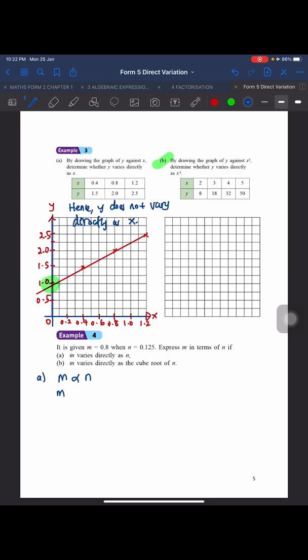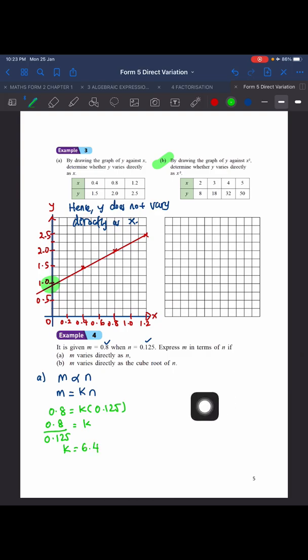First, m equals kn, and then we must put the constant k. Don't forget. So we already get the equation form. What can we do next? From the question, the m and n values are given, so first you substitute these two values, m and n, in order to get the value of k. So m is 0.8 equals k times n, which is 0.125. So k equals 0.8 divided by 0.125, and we will get k equals 6.4.